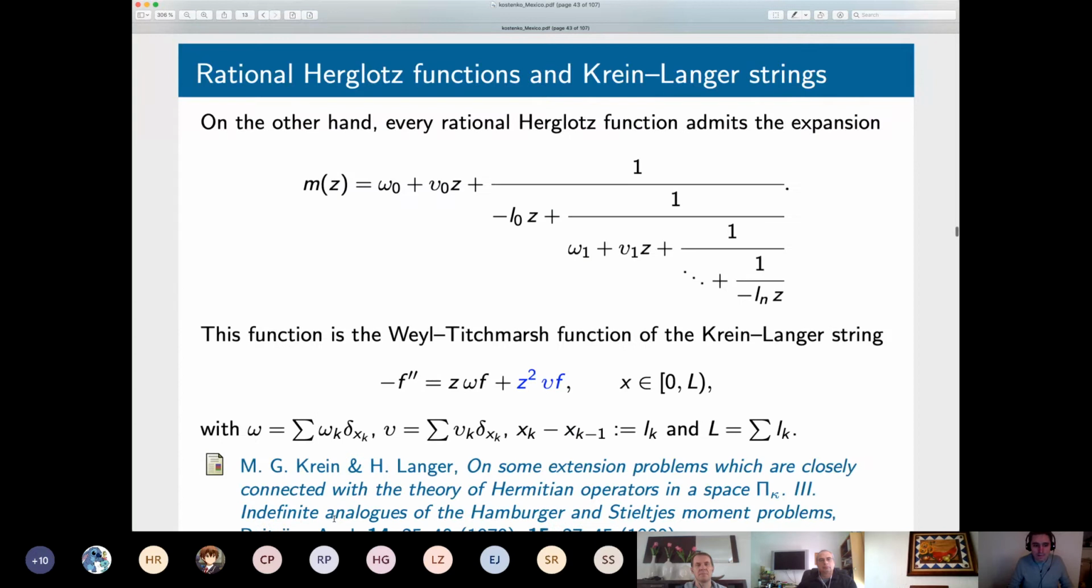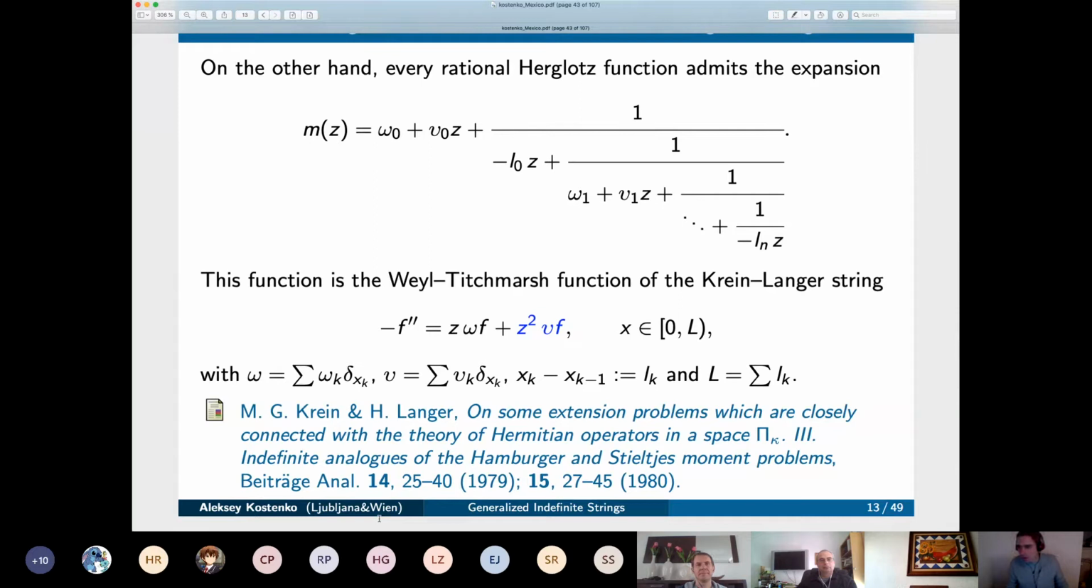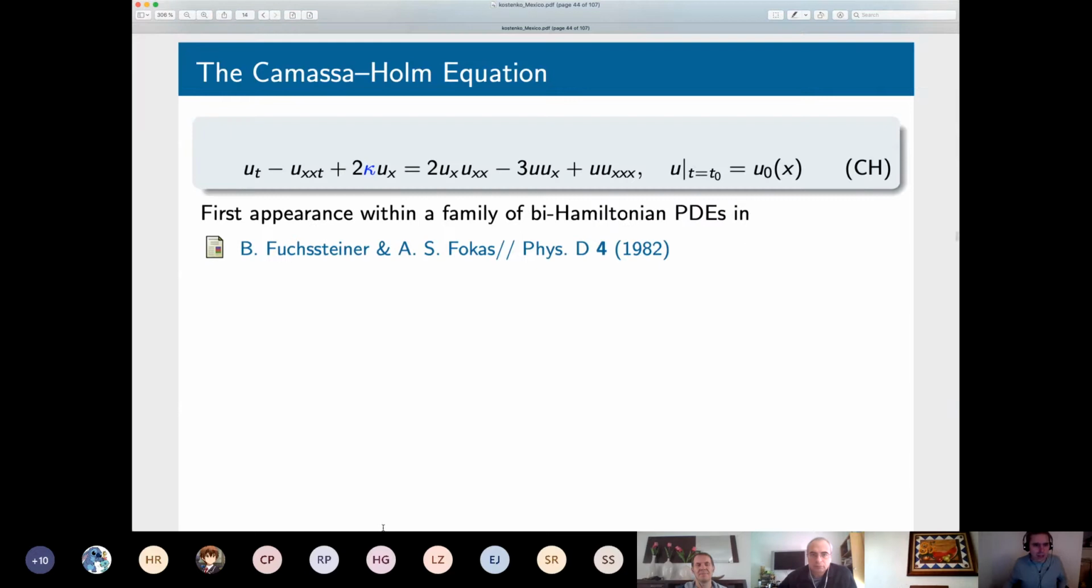But we can, okay, I think it's a little too fast, I will come back to it later. I hope I'm not too fast. I would like to say a few words about the Camassa-Holm equation, which is maybe the main driving force for our investigations and for all the results I'm going to talk about today. The original form of the Camassa-Holm equation is definitely not nice. If you see it for the first time, it's ugly. Second, third time, the situation doesn't improve.